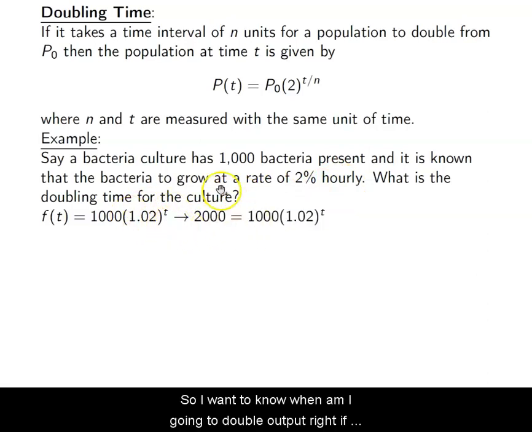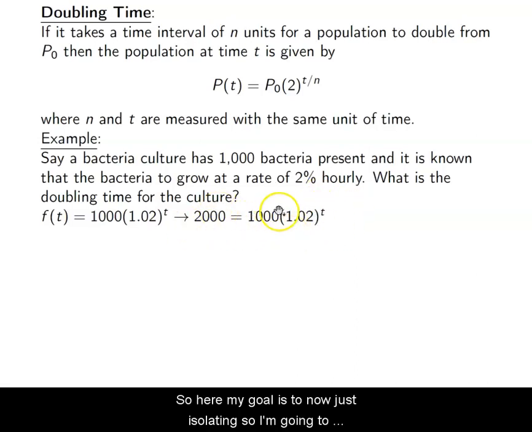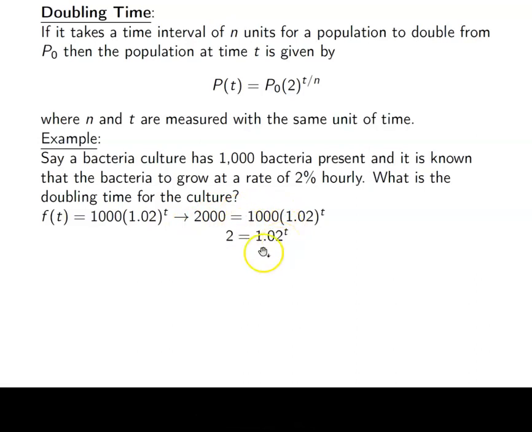So I want to know, when am I going to double in output, right? If I'm starting with 1,000, when am I going to end up with 2,000? So we set that as our output value, our function value. So we have 2,000 equals 1,000 times my growth rate raised to t. So here my goal is to now just isolate t. So I'm going to divide both sides by 1,000.